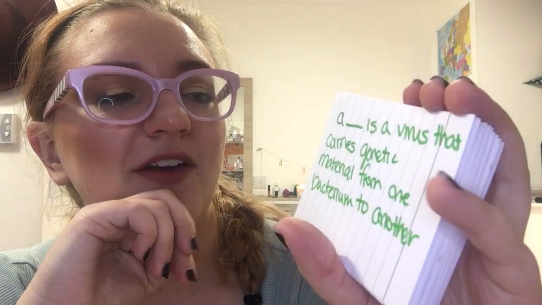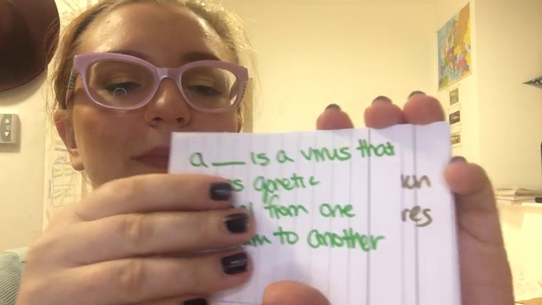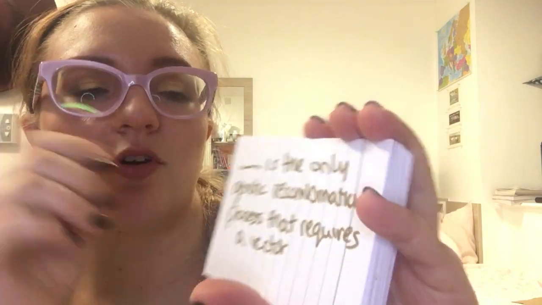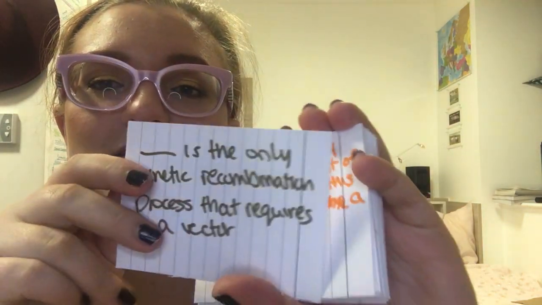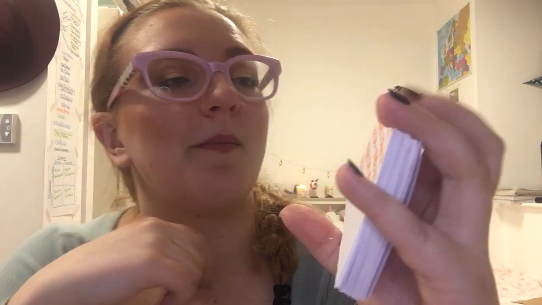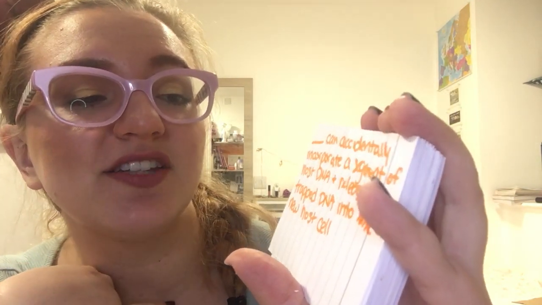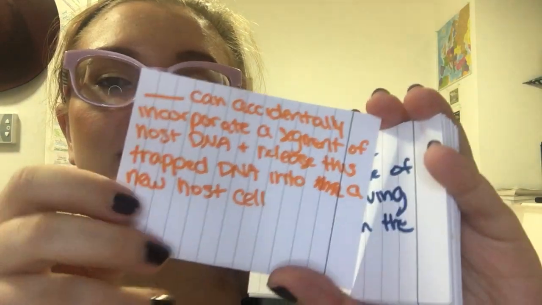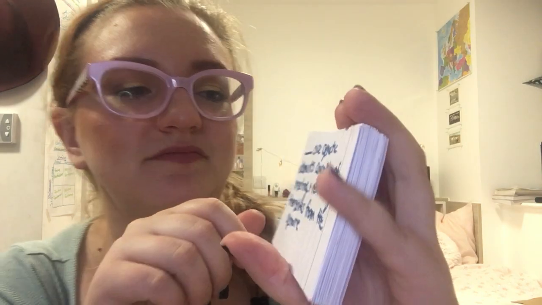A blank is a virus that carries genetic material from one bacterium to another. That is called a vector. Blank is the only genetic recombination process that requires a vector. What's the only one left of the three? That's transduction. Blank can accidentally incorporate a segment of host DNA and release this trapped DNA into a new host cell. Those little guys are bacteriophages, another kind of really fun looking thing.